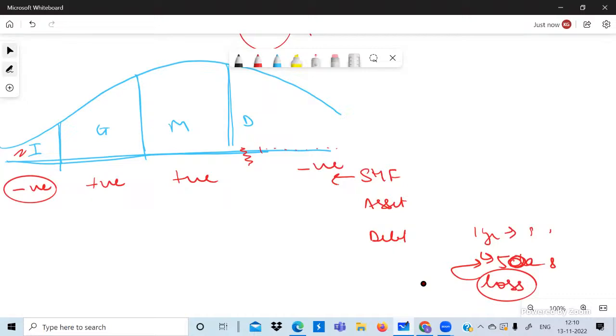You start with a negative number, move to a small positive number, then a big positive number, and then slowly and steadily again it will move to a negative number. Any questions on the shareholders fund before we look at the asset position and the debt position?